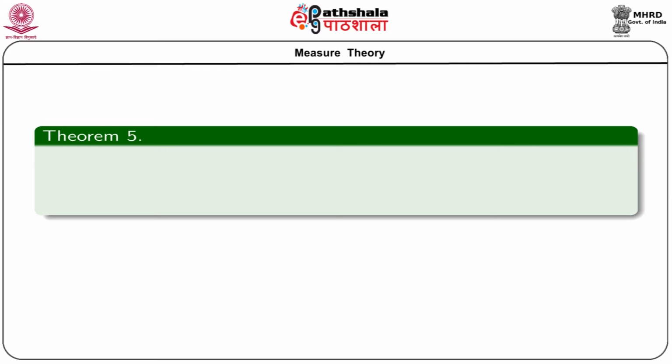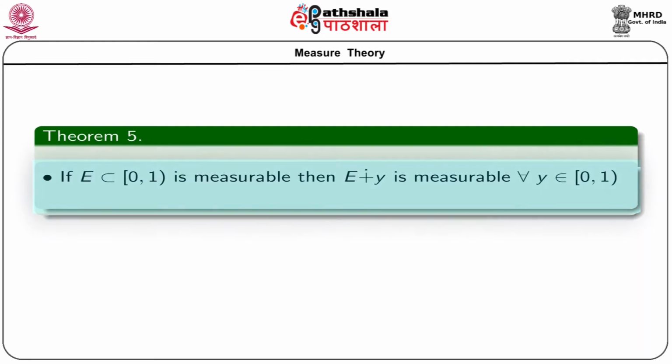We first prove this result, which we will use to construct the non-measurable set. If E subset of [0,1) is measurable, then E plus-dot y, that is the translate of E modulo 1 with respect to the number y, is also measurable for all y belonging to [0,1), and further mu of E is equal to mu of E plus-dot y. So, the measure also does not change.